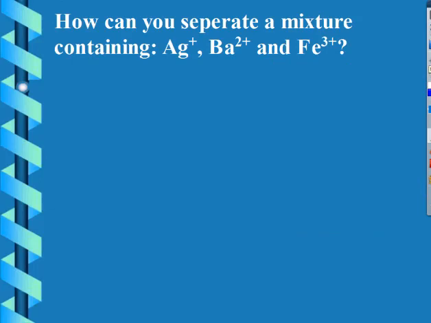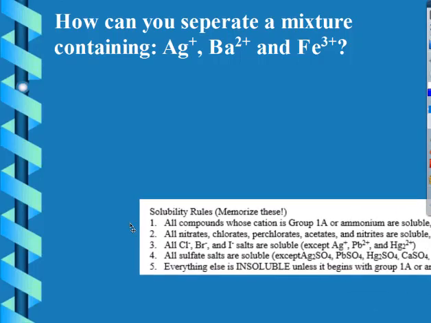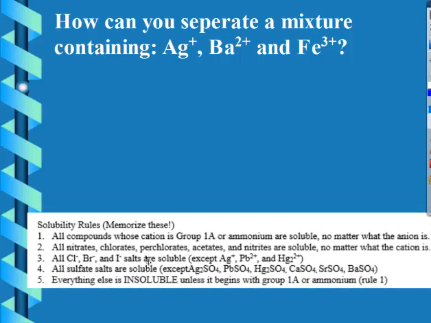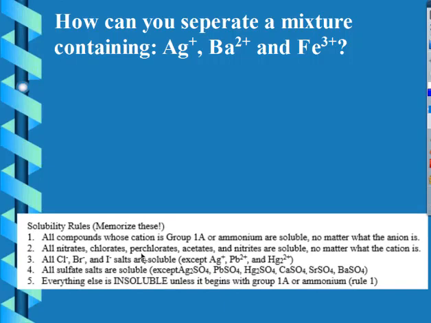So in this problem it says, how can you separate a mixture containing silver ion, barium ion, and iron 3 ion? When you're thinking about selective precipitation and how do I get those out of solution, you need to be thinking about the solubility rules that we talked about previously. And think what is insoluble while the other two are going to be soluble in something.